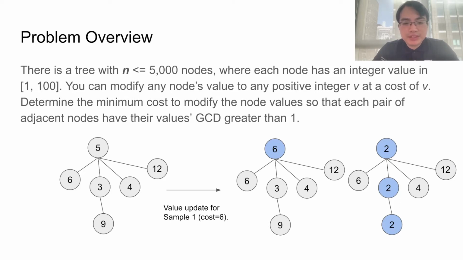In the first sample case, we can choose to modify 5 to 6, or we can choose to modify 5, 3, and 9 to 2. Both solutions have a cost of 6.